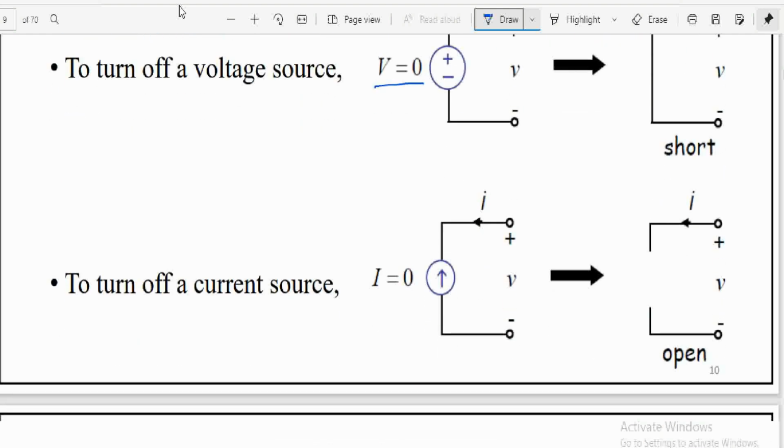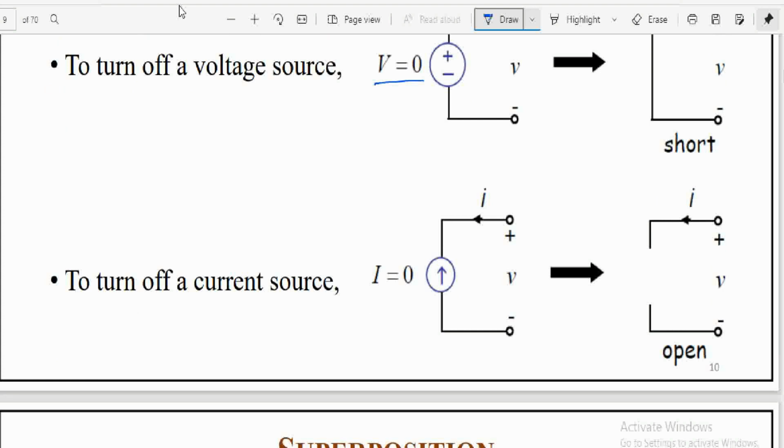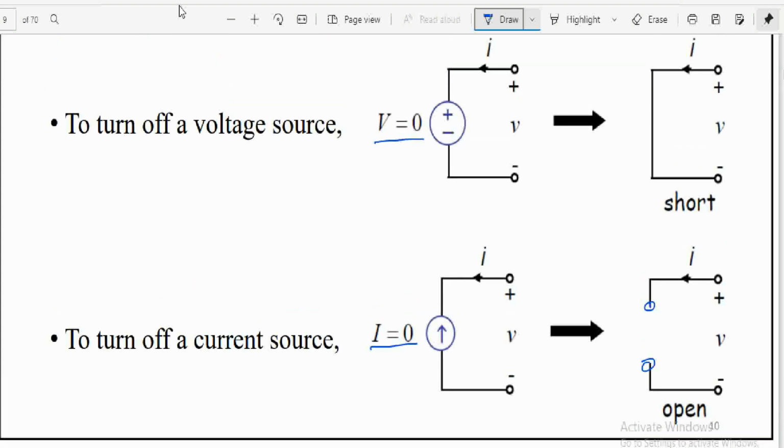And to turn off a current source, how will you turn off a current source? It means, how will you make I equal to 0? Just open that branch. If you short the branch, then V is 0. If you open the branch, then I is 0.